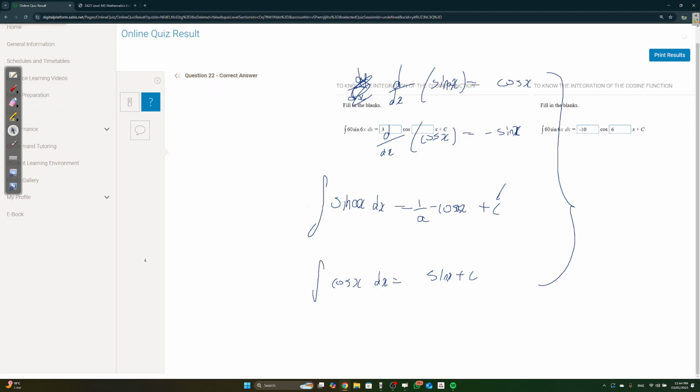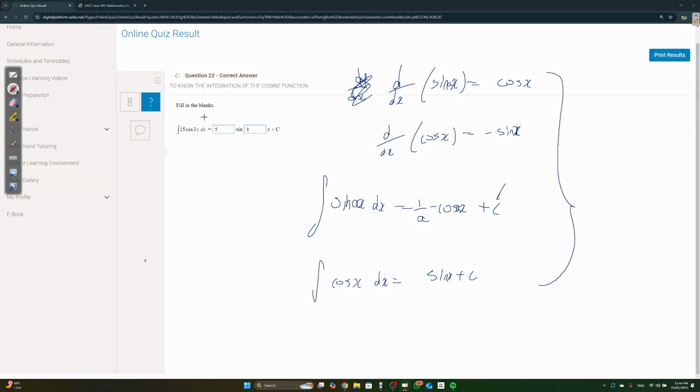Question 22. Integral 15 cosine 3x dx. Like I told you, constant goes out. You see a number beside x, you divide by it. Cosine integrated becomes sine, and the number inside the function never changes. Plus c. 5 sine 3x plus c.